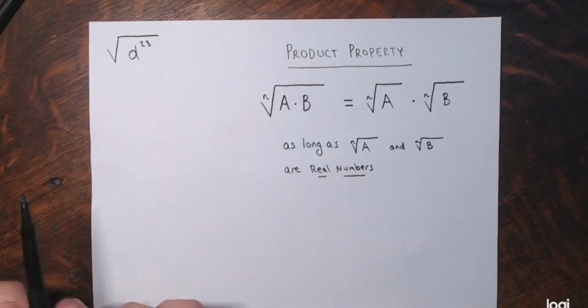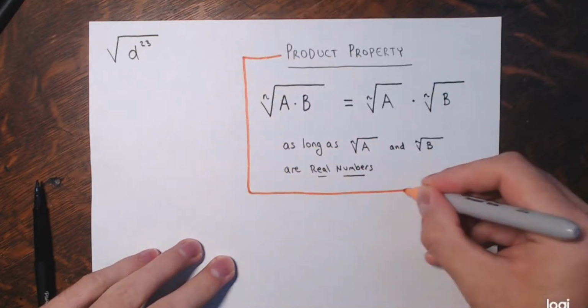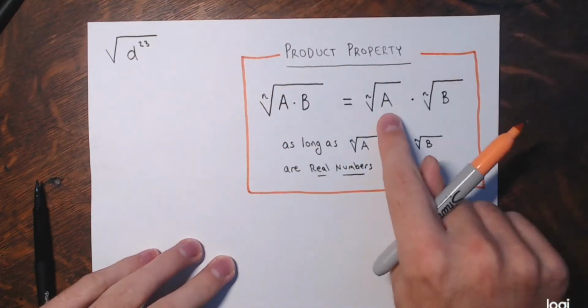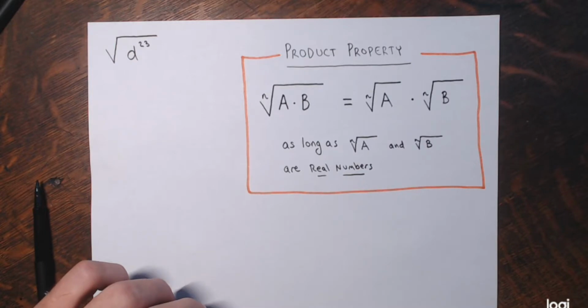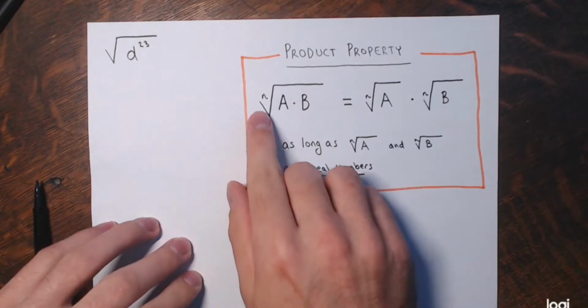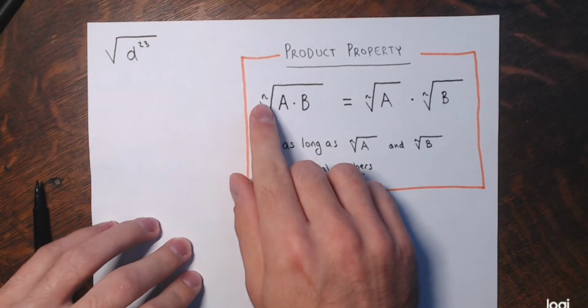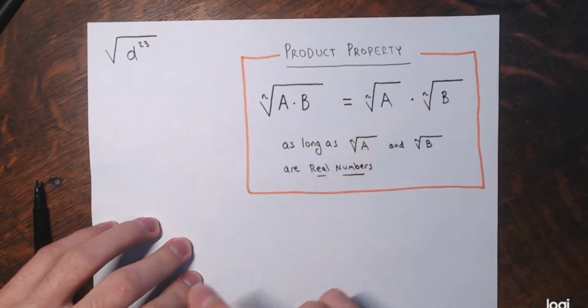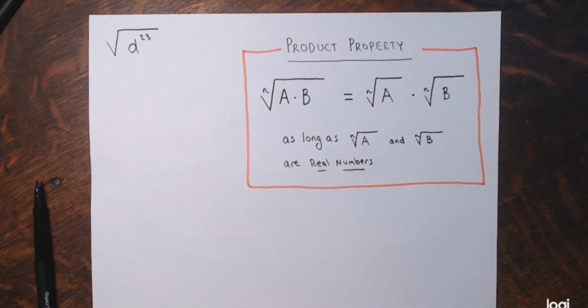So you can use this property as long as these two radicals are real. Really you just have to pay attention when you have even roots. Because if you recall, when there was an odd root, a cube root, fifth root, seventh root, etc., it didn't matter if the radicand was positive or negative. Every real number had a real odd root. It was just for the even roots that you really had to pay attention.